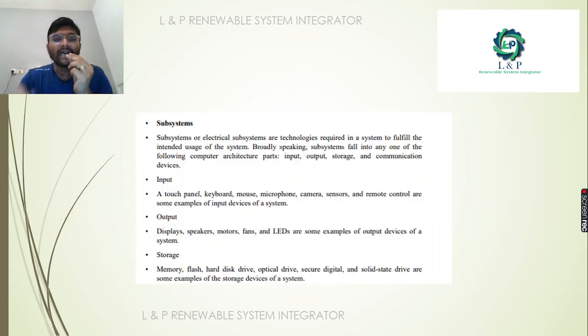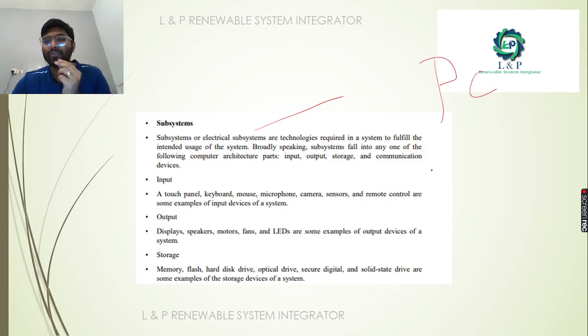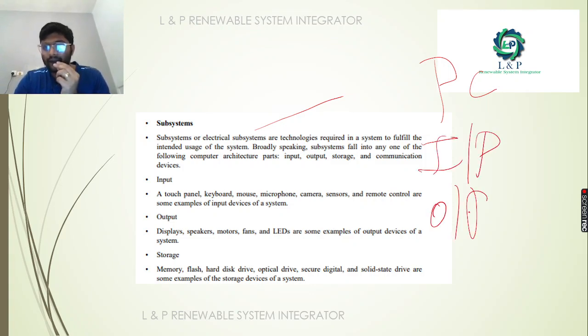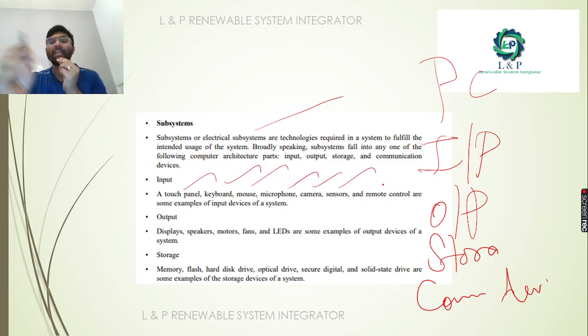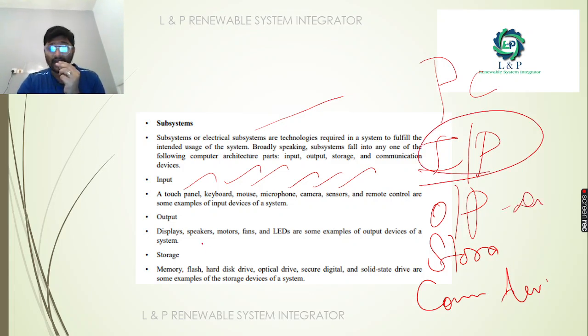Next, what are the subsystems, or the electrical subsystems, present inside a drone? Same as a normal PC, we can classify them into four important devices: input devices, output devices, storage, and communication devices. What are the input devices? Touch panels, keypad, mouse, microphone, camera, sensors, and remote controllers all come under the category of input devices. What are the output devices? Display, sensors, motors, fans, LEDs, and some other output devices if you want to include them.